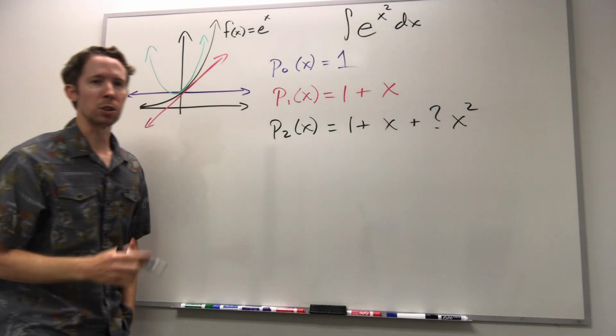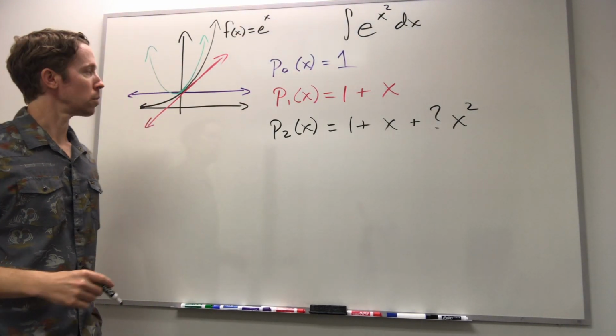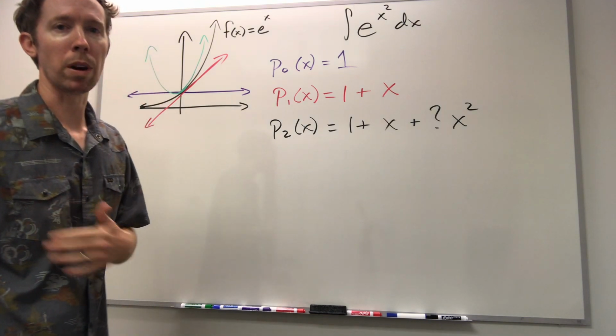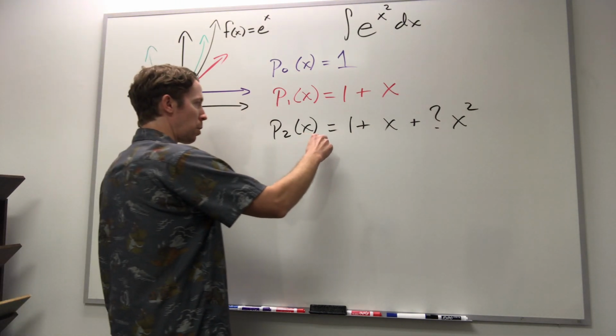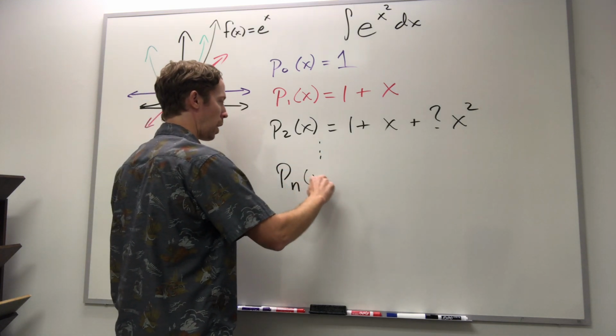You could keep this up. You could keep going to a cubic function. You could get fourth degree, fifth degree, and so on, and you'll get better and better approximations to the function y equals e to the x. So you could keep going like this. You could go all the way down to the nth power.